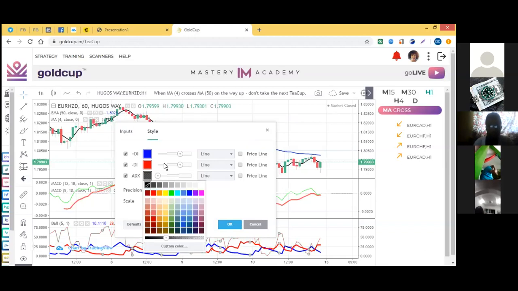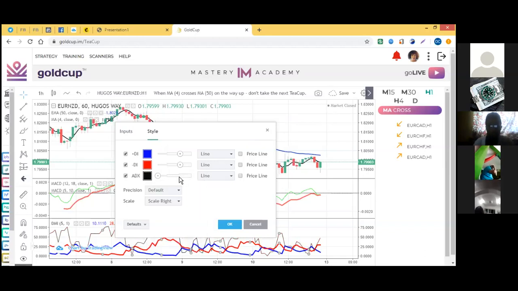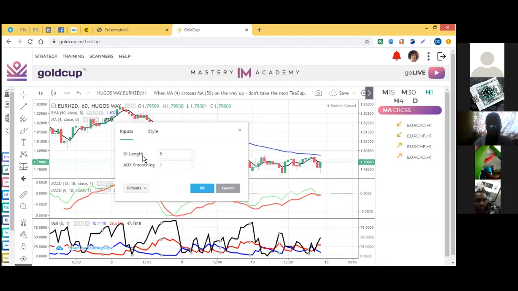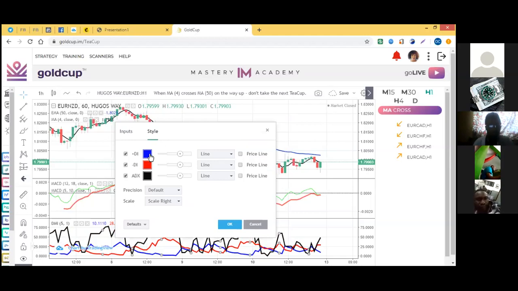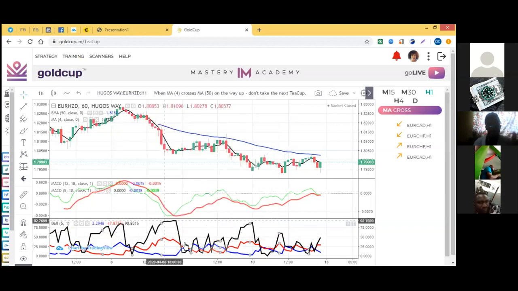It is very, very important. It is your momentum, so make sure you make it thicker, all right? Don't forget the input is 5 and 1, and the star for your plus, which is your buying, is blue. For your minus, which is your selling, is red. And for your momentum, which is the ADX, is black, all right? And then you say okay. All right, once you do that, you have all your indicators set.